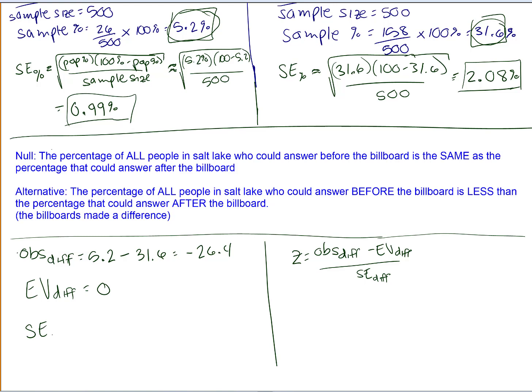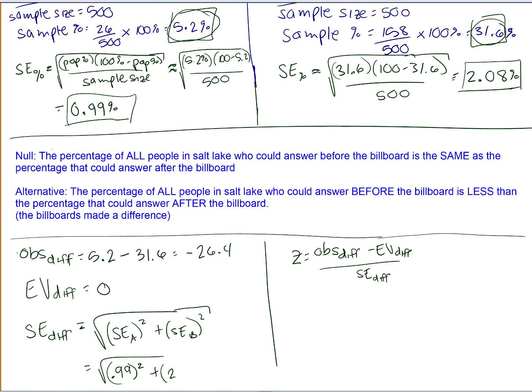And standard error for the difference. This is why it's important to label it as difference, because I think, oh wait, standard error for difference, I know that formula. That's equal to the square root of your first standard error squared, plus your second standard error squared. So our first one is 0.99, so we'll square that, plus the second one, which was 2.08, and we'll square that. So it gives me that the standard error for my difference is 2.3.